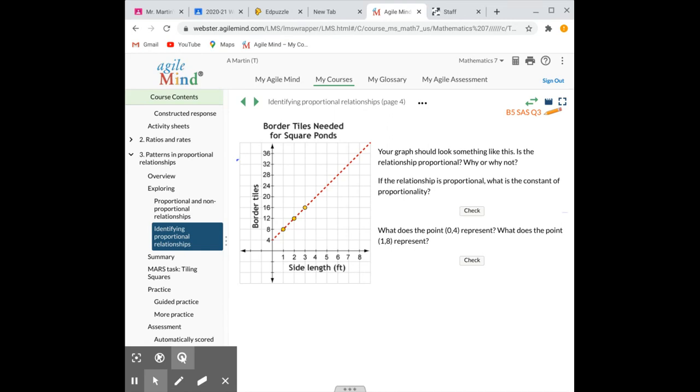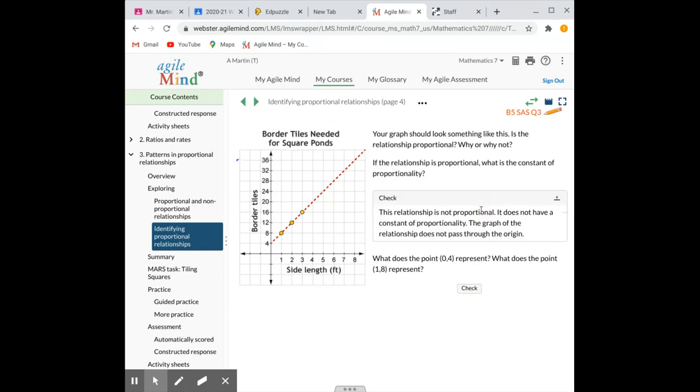But do we need to draw that? All right. It says if the relationship is proportional, what is the constant? Well, it's not proportional. Just like Faith said, the graph does not pass through the origin. So that line's not passing through there. It says, what does the point 0, 4 represent? All right, 0, 4 is representing what?